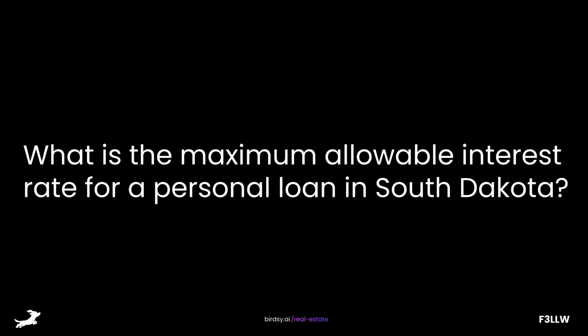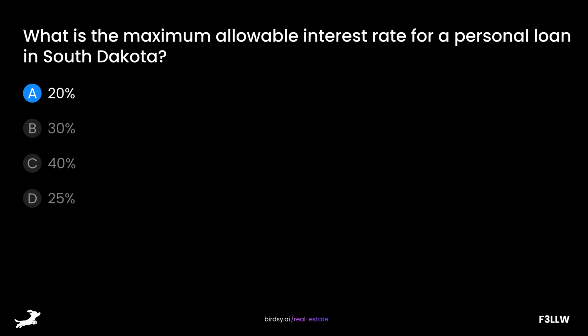What is the maximum allowable interest rate for a personal loan in South Dakota? Is it A, 20%, B, 30%, C, 40%, or D, 25%? The answer is B, 30%.